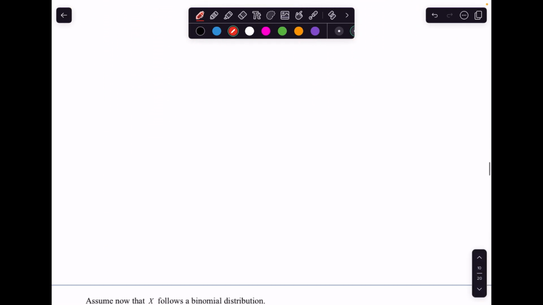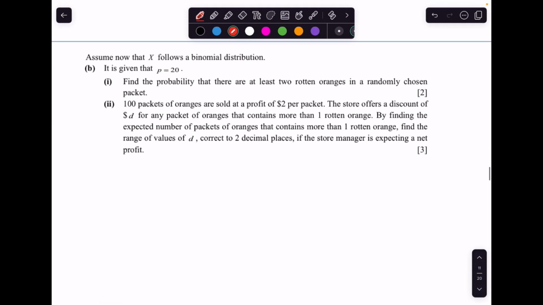Okay, let's look at part B. So part B, assume now that X follows a binomial distribution. It is given that P equals 20. Let's just write down first: X is binomially distributed. There are 10 oranges in a packet. The probability that an orange is rotten is 20%, so P equals 0.2. I'll just write 0.2 because it's a bit neater than 20%.